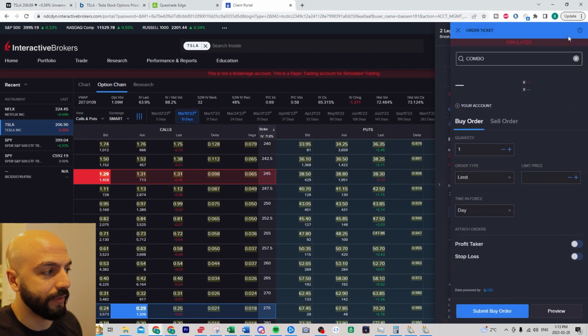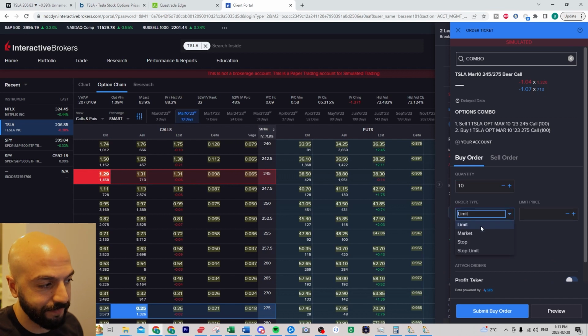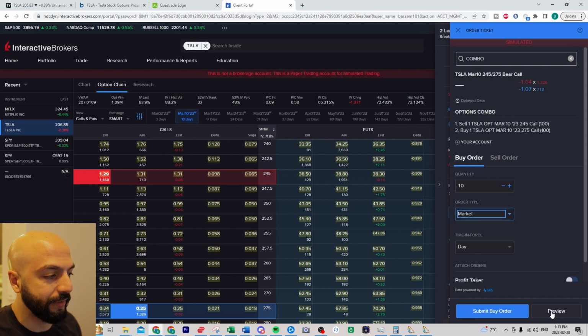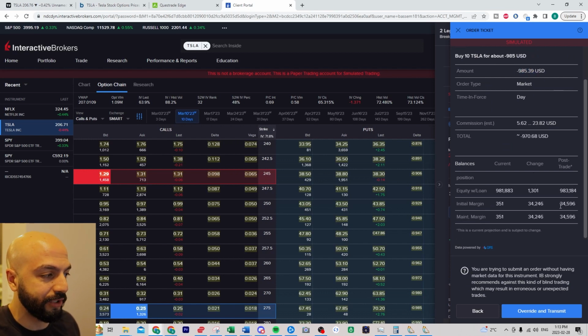And then you can click order at the top. I'm going to do 10 of these. And I'll just do at market just to simulate. You can preview just to see what it looks like. It'll tell you the max amount. So I think I'll be getting around $985. Your margin will change by 35,000-ish.